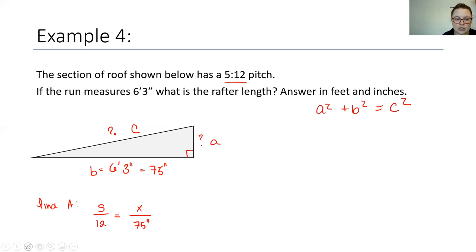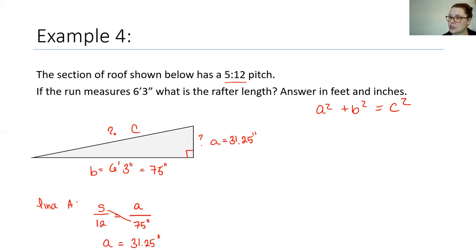I'm going to change this. I'm going to use A as well, just for the sake of simplicity. And we'll put A on top. 5 times 75 divided by 12. A is equal to 31.25 inches. So now we can plug that in here. All right, so there's our value for A.